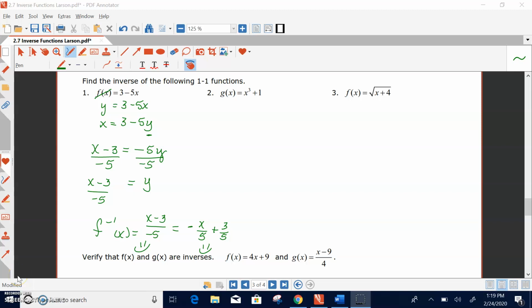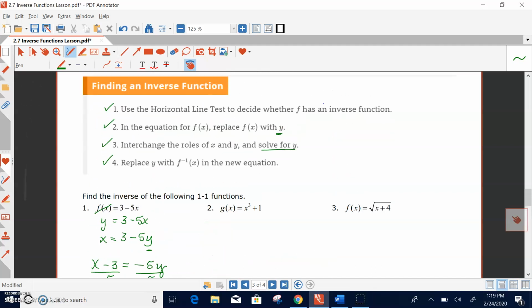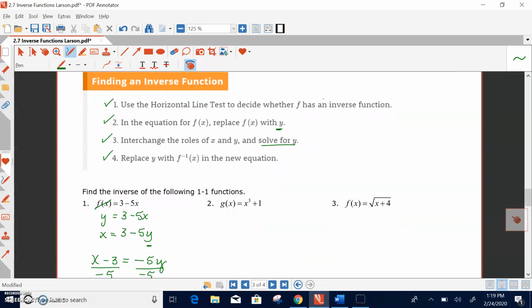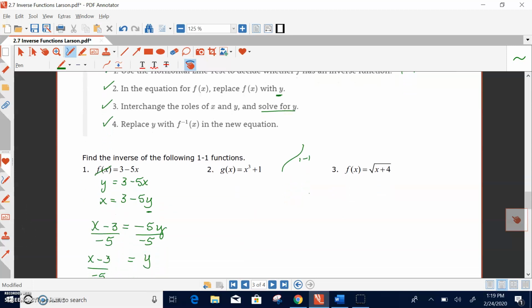Okay, let's continue here in section 2.7 with finding inverse functions algebraically. So going back to the steps, first use the horizontal line test to determine if it has an inverse. So we're checking to see if it is 1-to-1. And x cubed plus 1, if you think about the shape of x cubed, it looks like that, and so it would be a 1-to-1 function. Check.